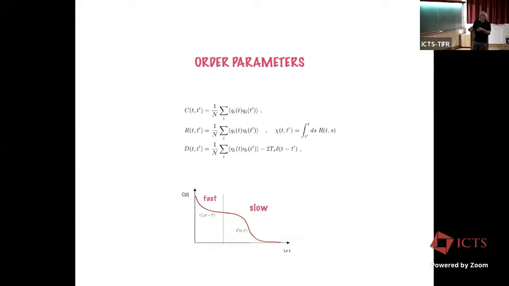So you launch your system from a random configuration, and the order parameters that are interesting are obviously the correlation at 2 times of the position, which tells you how you're moving; the correlation between the position and the noise, which is the response function; and the correlation of the noise with the noise, which is simply another correlation. So these are 3 parameters. There is no space, there is only time.